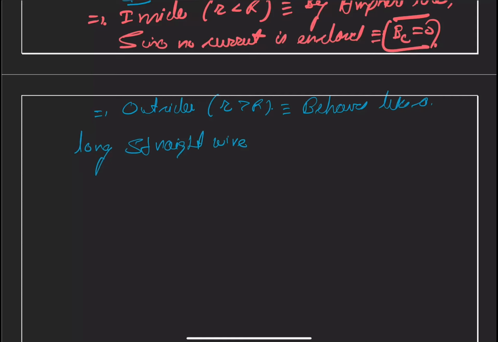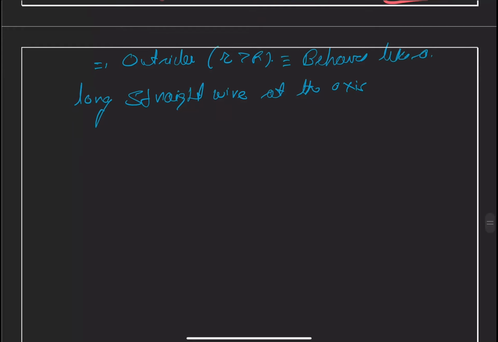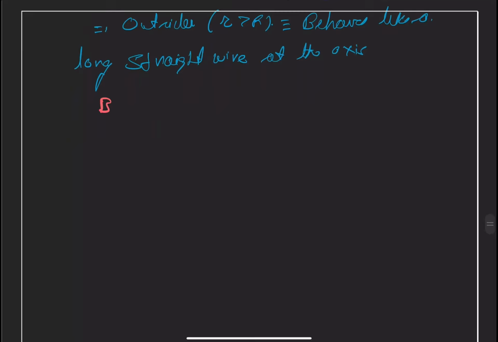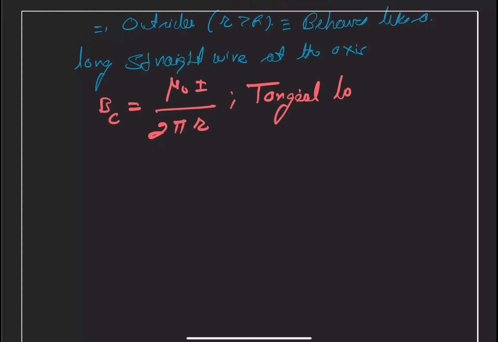Long straight wire at the axis. And we can write, under this condition, the magnetic field because of the hollow cylinder will be equal to mu naught I upon 2 pi r, and it will be tangential to the circles around the axis.